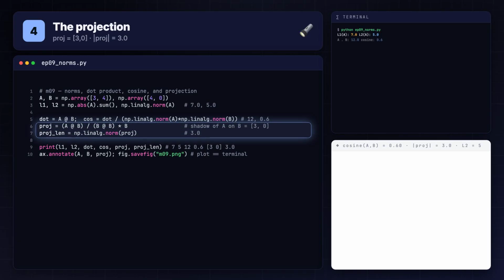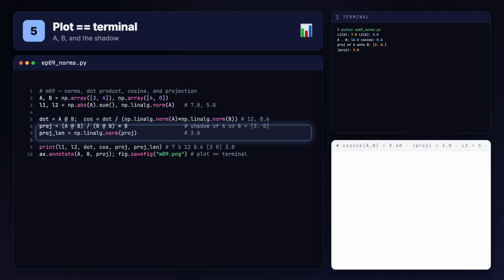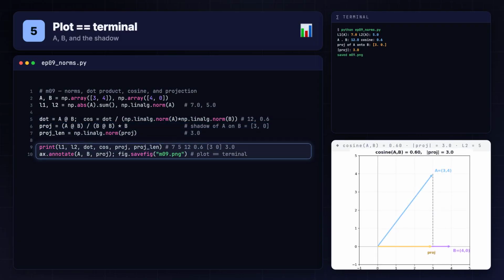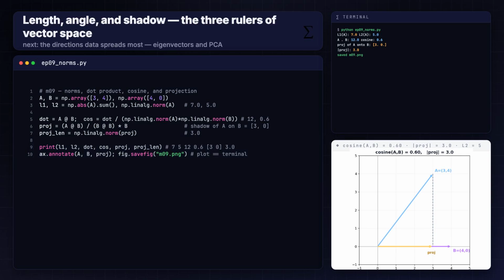We compute the projection of a onto b and its length. We print every number and plot a, b and the projection: foot, length, angle and shadow, the three rulers of vector space. Next time we put them to work, finding the directions data spreads most: eigenvectors and PCA.